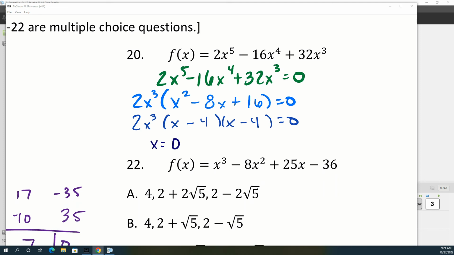This question doesn't ask this, but let's pretend it did. If it asked what the multiplicity of 0 is, what would you say? 3. Because it has this power of 3, we're going to say multiplicity of 3. All right, and then the other zero is 4. What would you say its multiplicity is? 2. This question did not ask that. I just wanted to throw that in there. So if you were going to graph this, there'd be a little bend at 0, and there'd be a bounce at 4.